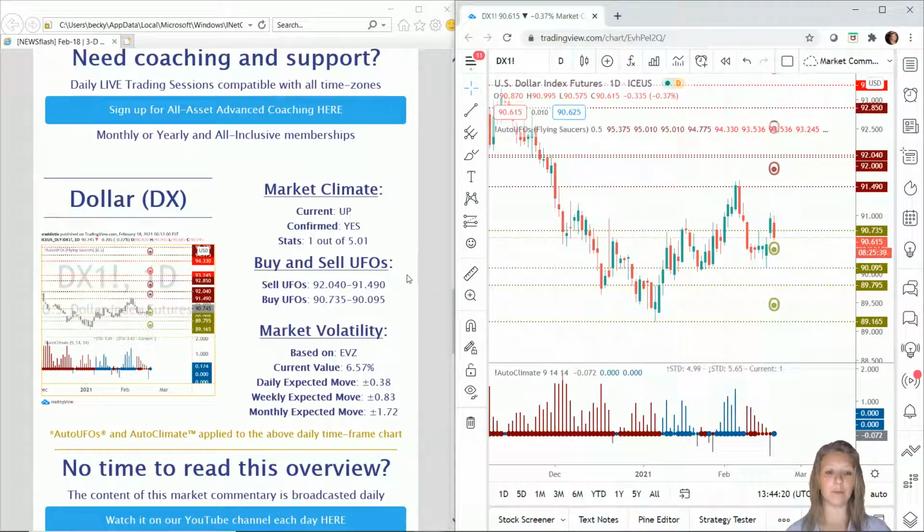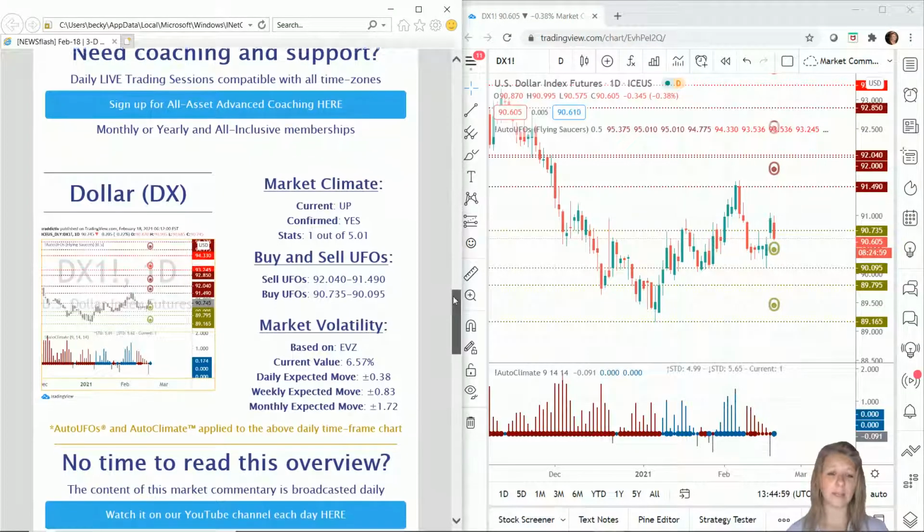Now, in terms of buy and sell UFOs, we're within a buy UFO right now, which would suggest normally that that's likely to push price upwards. So the numbers for that are 90.735 to 90.095. We have a sell UFO not too far ahead there at 91.49 to, I believe, 92.04. Yeah, that's the numbers. So obviously within the buy UFO, but close to a sell UFO, confirmed upwards climate with probability of a continuous move to the upside there. On the dollar, overall, we've got buying power sort of winning against the selling power right now, but of course we'll see what happens.